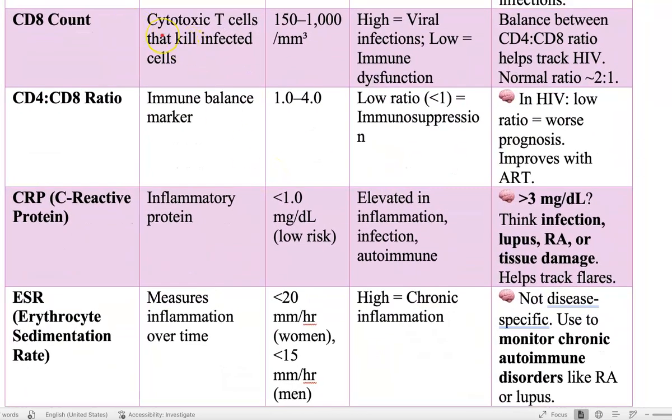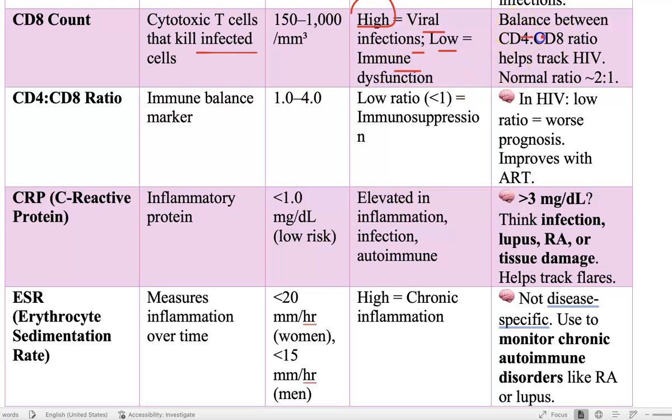Now, what about CD8 count? That one is cytotoxic T cells that kill infected cells. What is the normal range? It is 150 to 1000 per cubic millimeter. It is high when somebody has what? Viral infection. Listen, the CD8 count is high when somebody has a viral infection. It is low when somebody has immune dysfunction.